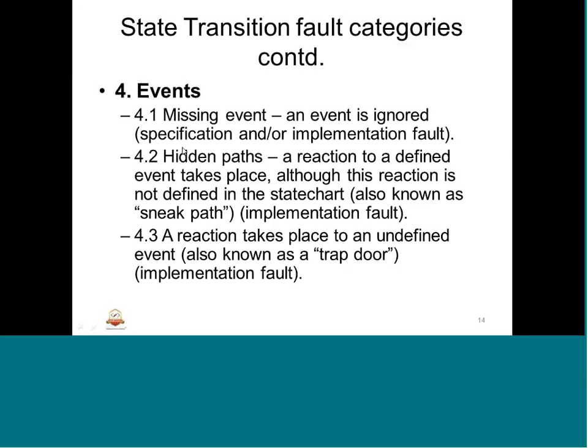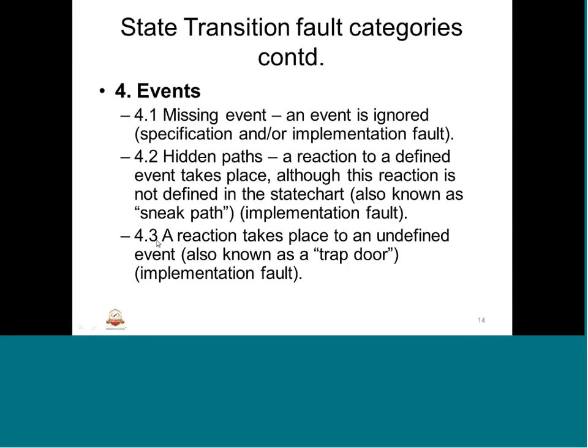That is a specification and/or implementation fault. Then there is a hidden path. That means events are happening, but we don't know the reason why that event is happening. A reaction to a defined event takes place, although this reaction is not defined in the state chart. It is also called a snake path, an implementation path fault purely. So some events are happening, but there is no reason for that, not due to some actions or anything like that. That is nothing but a hidden path event.